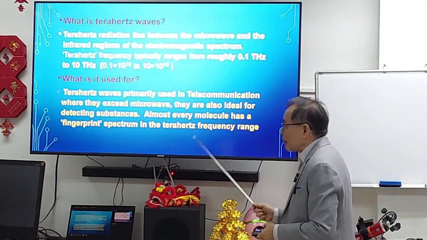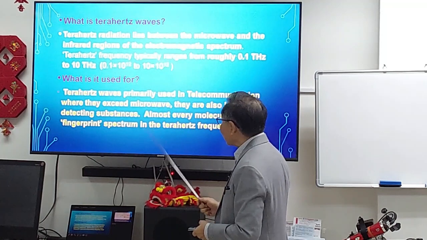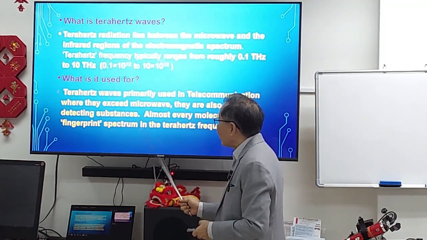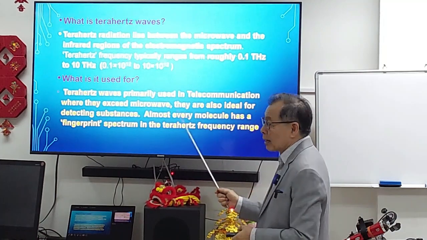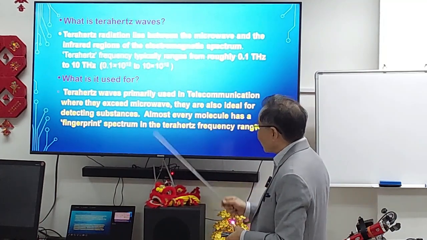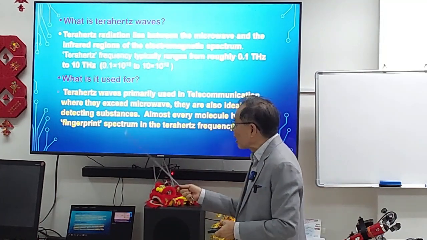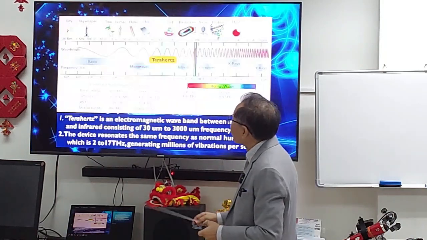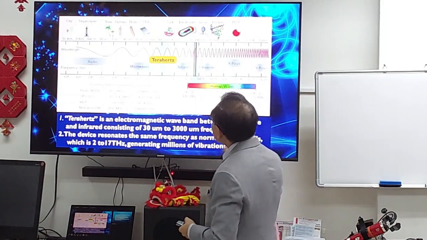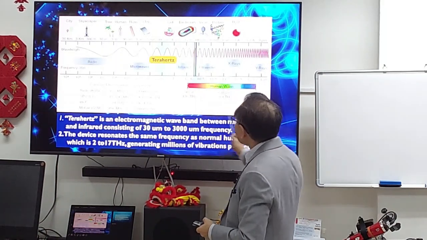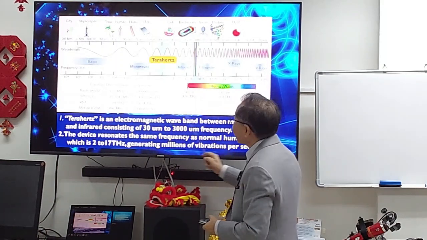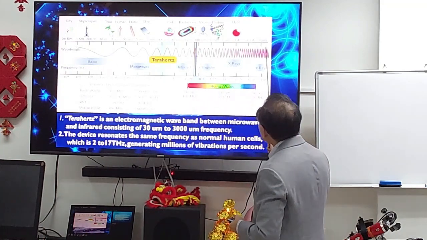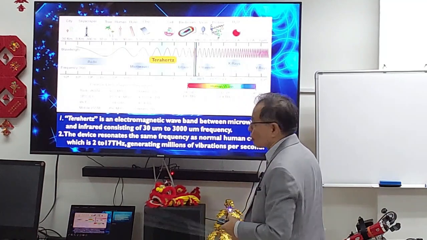Now the unique thing is that terahertz is the frequency by which all biological substances operate. So, in other words, every biological molecule has a fingerprint on this spectrum. So, here's a diagram that shows you what is known as the electromagnetic spectrum, which spans all the way from long waves like radio waves to very short waves like gamma rays, X-rays and ultraviolet.